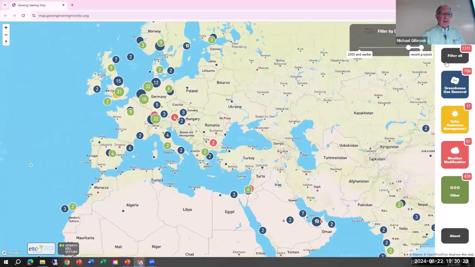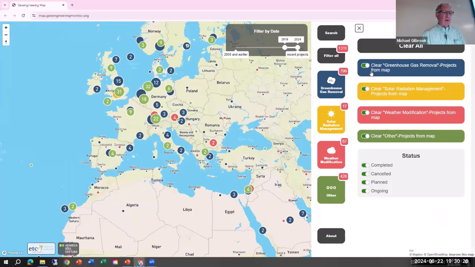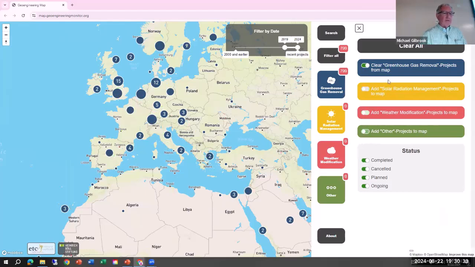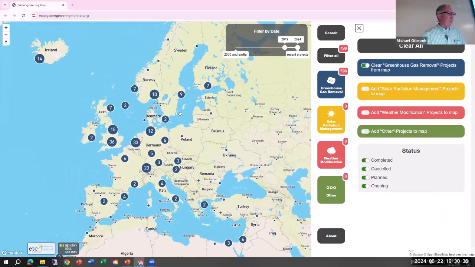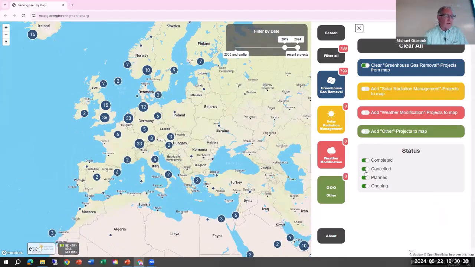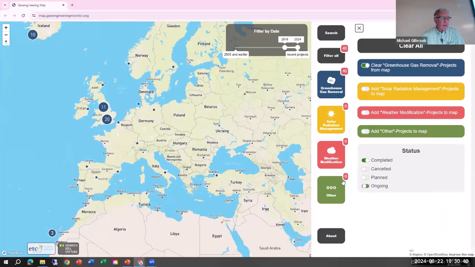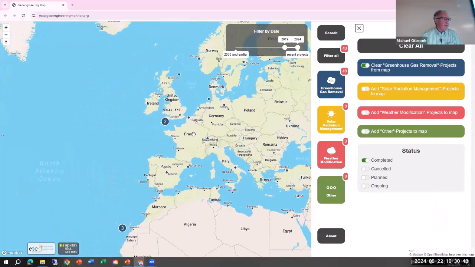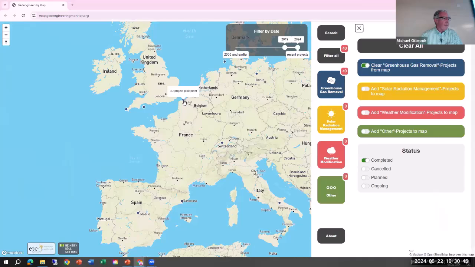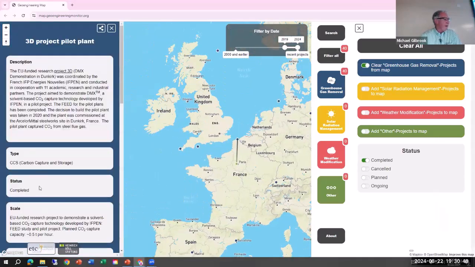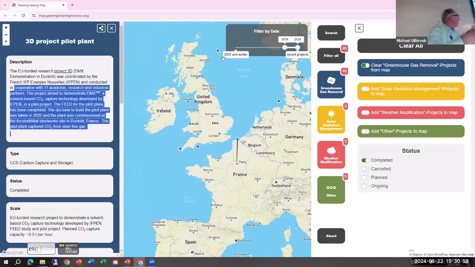And you can filter this and say, I only want to look at the ones that involve greenhouse gas removal. Well, that'd be those guys. And I'm only interested in the ones that have actually been completed. Well, that'd be those guys. So you could look at each of those and get information about how that project is going. They're updating this map on a regular basis so that it's constantly keeping track of these projects around the planet.